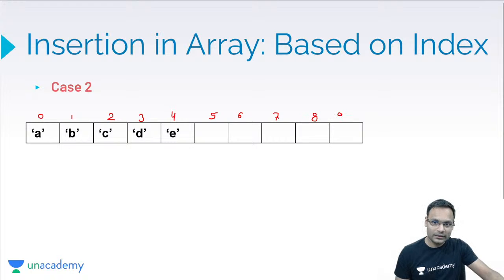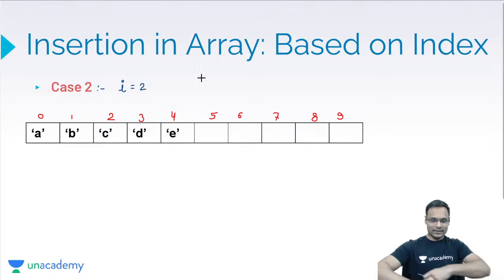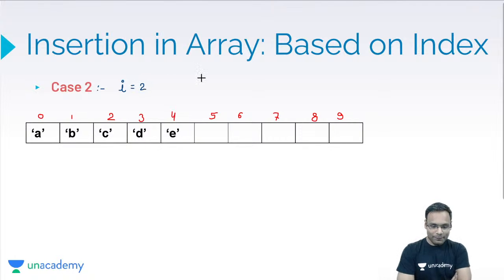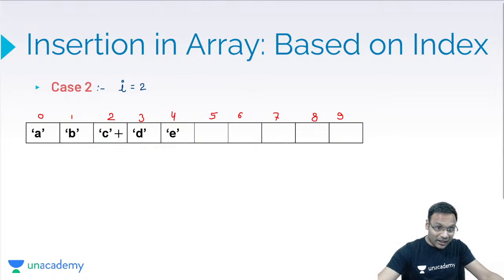Look at this. These are the indexes, same as before: upper bound, lower bound, n value. Suppose I say the index I have been given is equal to 2. What happens in that particular case? At index number 2, I'll have to insert an item. Let's say the item is the character x.